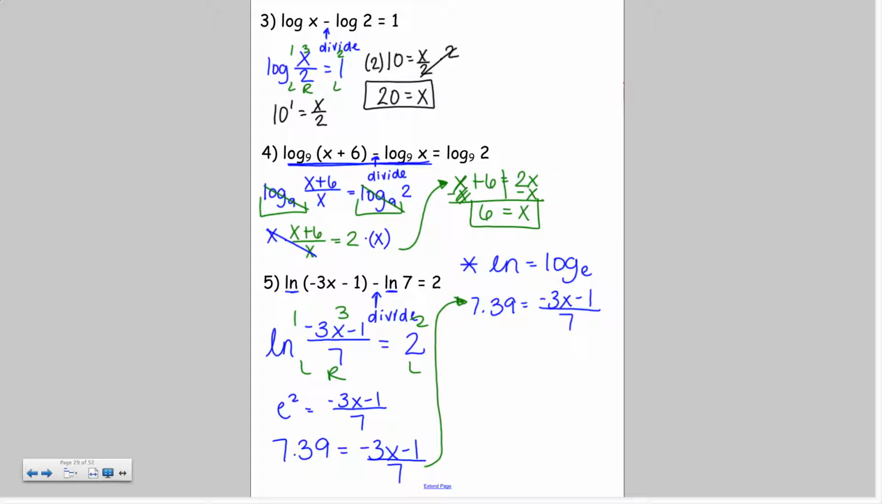All right, so in order to get rid of that 7, or get rid of this fraction, we're going to multiply by 7. We're multiplying by what's on the bottom, okay? And I'm putting parentheses around this, so that way you know to distribute that 7 to everything. All right, so 7 times 7.39 is going to be 51.72. And that's going to equal, this is going to cancel, so it's going to equal negative 3x minus 1. All right, I need to combine like terms, so I'm going to add 1 to both sides.